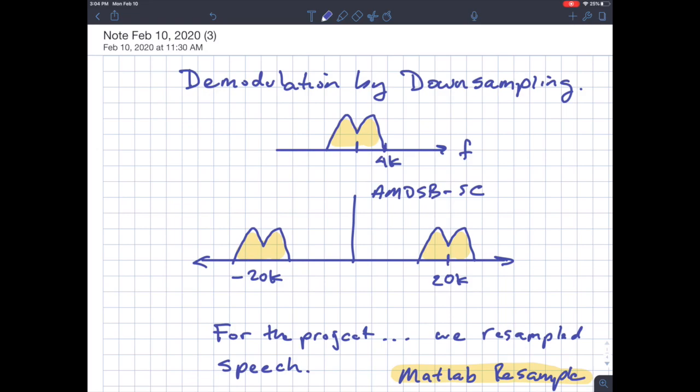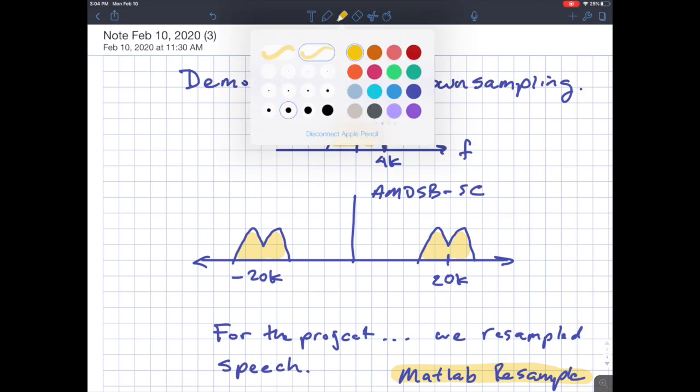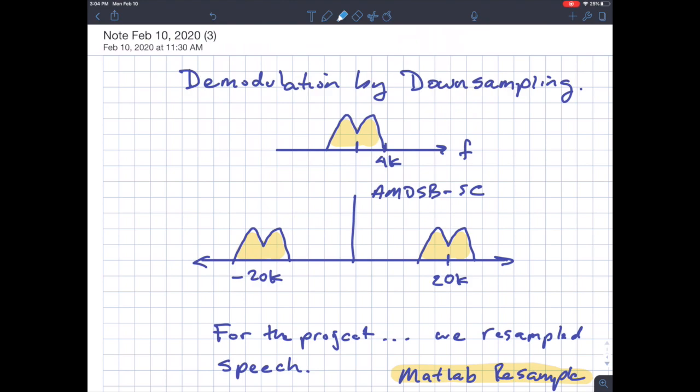Okay, in this video we're going to walk through the idea of demodulation by simply downsampling. This goes back to your AM/DSB suppressed carrier simulation that you did in Matlab. You're going to modify this, and I'm going to talk about the ways in which you modify this. It turns out we're just going to have a few lines of code.